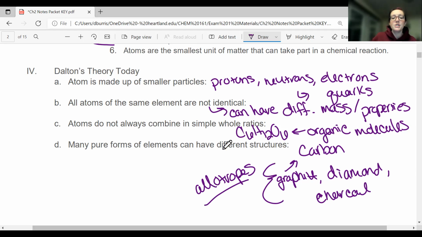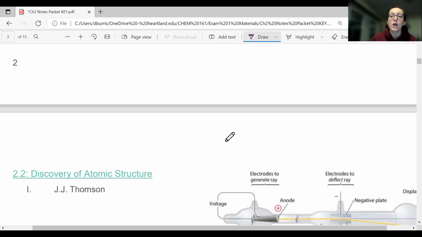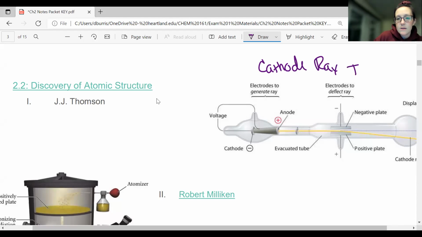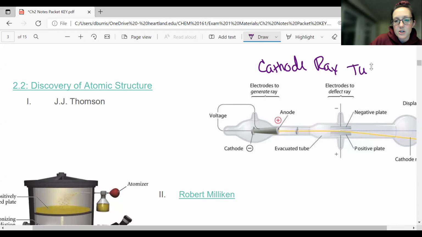Okay, on to 2.2. How did we get to our current model of the atom? We found out after Dalton, it's not just atoms. You can actually go smaller: protons, neutrons, electrons, all of that. Okay, so after Dalton came J.J. Thomson, and he did what's called the cathode ray experiment. Cathode ray tube, that's what this is a picture of.